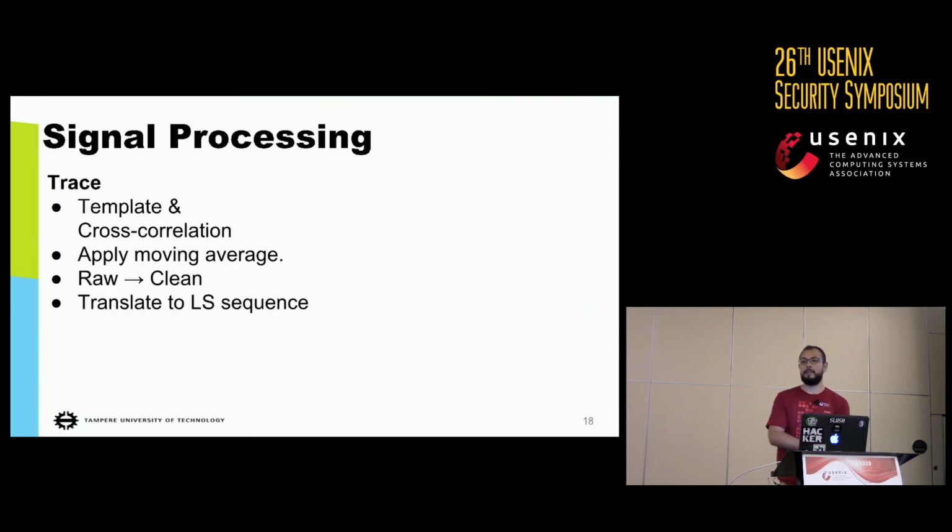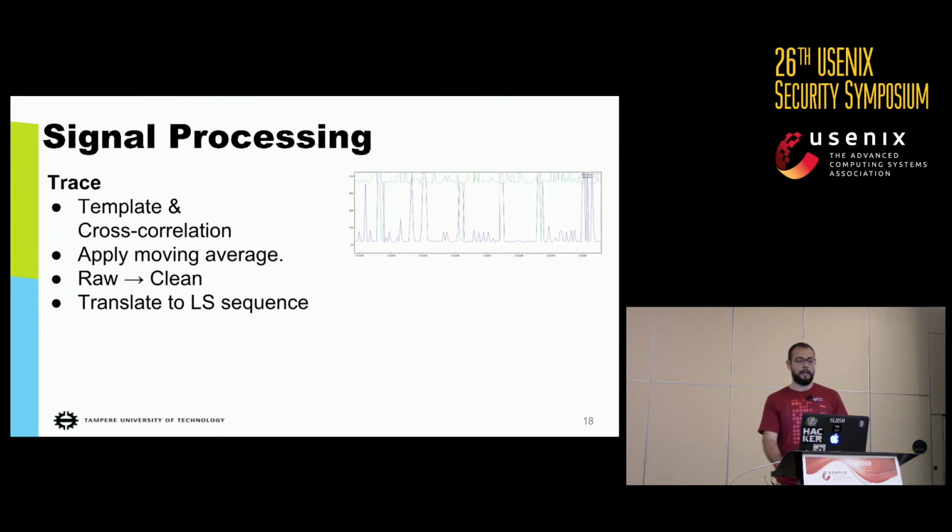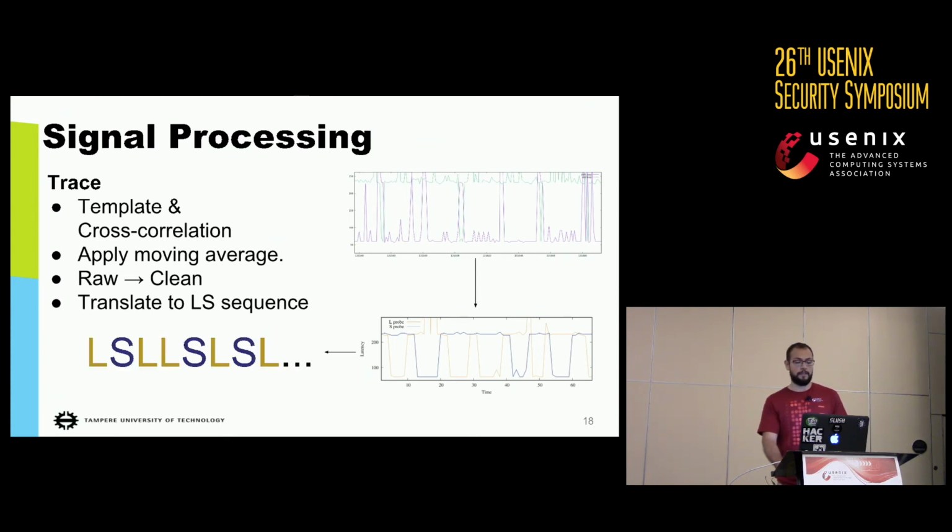So we apply some signal processing to the data we received. First we use a template and cross correlation to identify where the operation starts and extract from the whole sequence only the part that we are interested in. We apply some moving average, and then we go from a raw trace to a better, cleaner trace, which is easier to use. And then this allows us to transform this trace to a sequence of operations, in this case, shifts and subtractions.